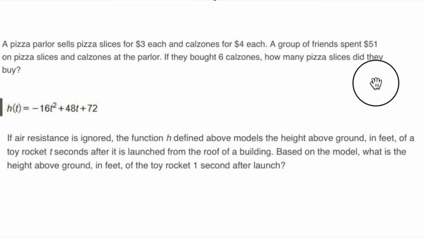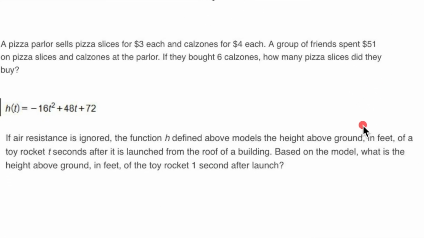All right, here we go. I didn't leave any space to do this problem. A pizza parlor sells pizza slices for $3 each and calzones for $4 each. A group of friends spend $51 on pizza slices and calzones at the parlor. If they bought 6 calzones, how many pizza slices did they need to buy?